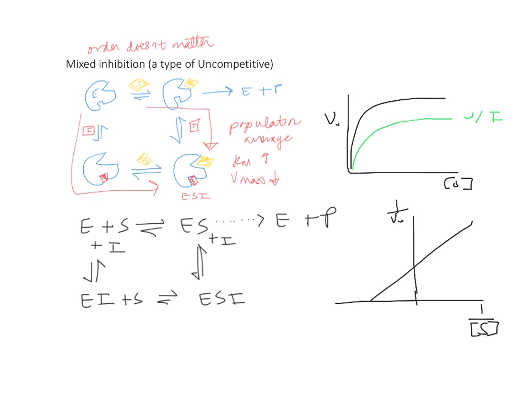So you'll get these lines. Actually, I should have moved it out further because it's hard to see. Maybe I'll do a really crazy one here. So they all intersect in this quadrant over here. And again, this is increasing inhibitor concentration. And the effect is Km is going up and Vmax is going down.